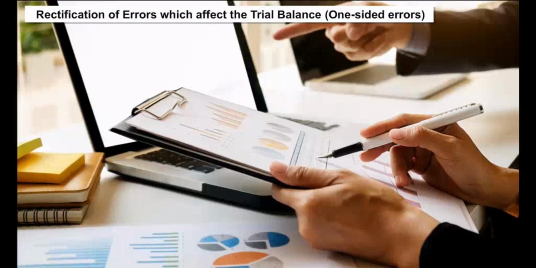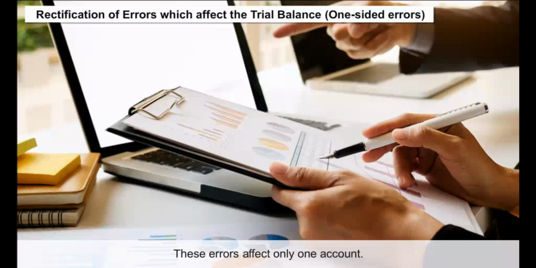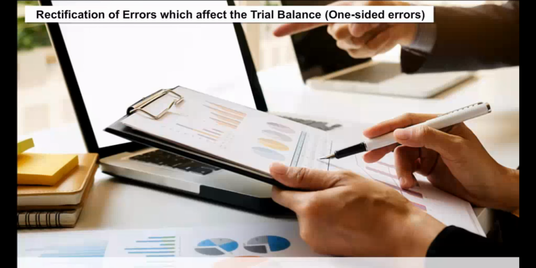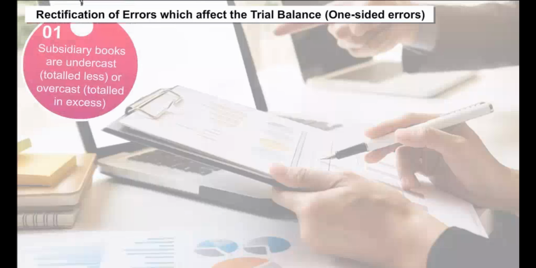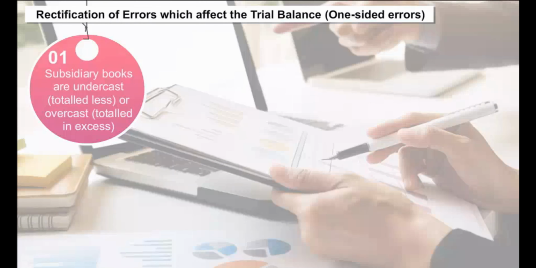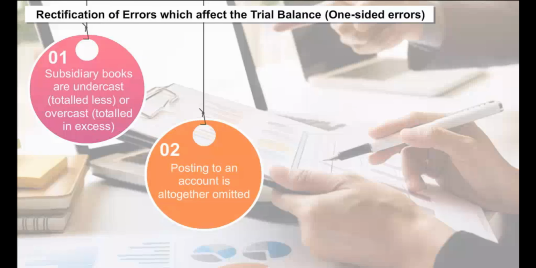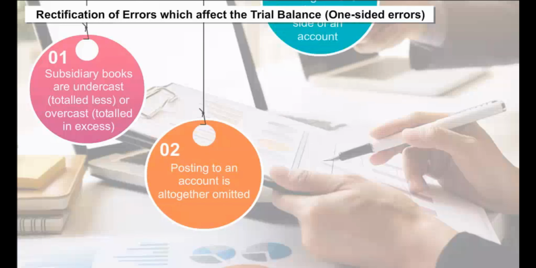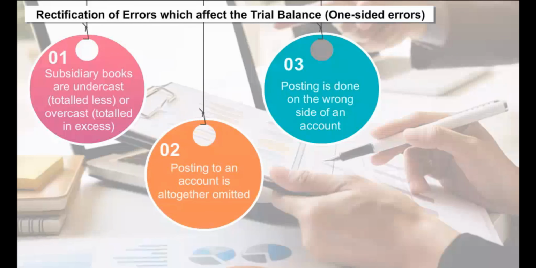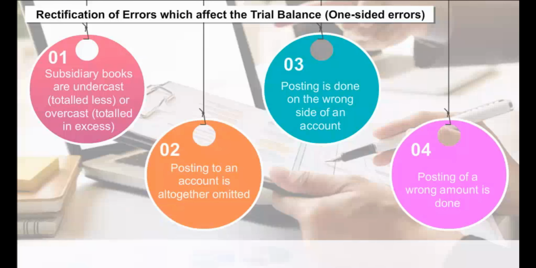Rectification of errors which affect the trial balance. One-sided errors. These errors affect only one account. Examples of these errors are: subsidiary books are undercast, totaled less, or overcast, totaled in excess. Posting to an account is altogether omitted. Posting is done on the wrong side of an account. Posting of a wrong amount is done.